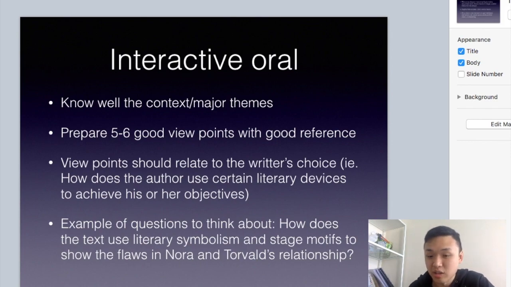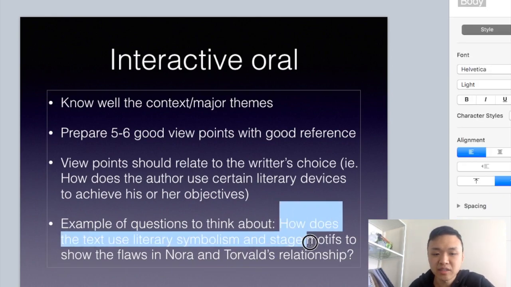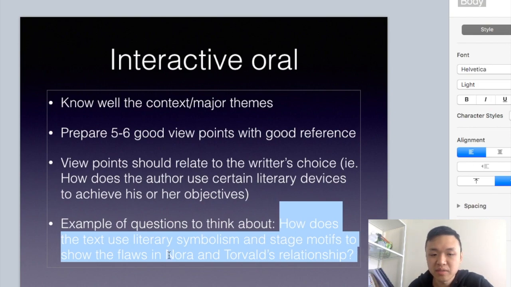So obviously, firstly, you need to know the basic themes and the context, right? But then I would suggest you really go a step further. Before you go into the interactive oral, prepare 5 to 6 good viewpoints with good reference. So viewpoint, what do I mean by viewpoint? Like an argument. For example, you can talk about how the writer uses, like this example here: how does the text use symbolism and stage motifs to show the flaws in Nora and Torvald's relationship? This is from A Doll's House, right? So something like this is something you can think about.